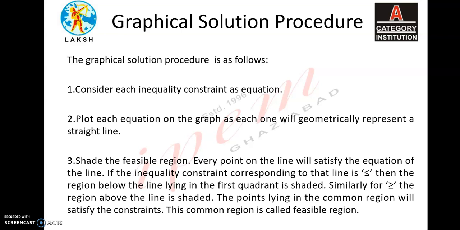Step number 2, plot each equation on the graph, as each one geometrically represents a straight line. For drawing the graph, we have to find the coordinates on the x-axis and y-axis. We will solve the constraint by putting 0. First we put x equal to 0 and find the value of y, and when we put y equal to 0, we get the value of x.